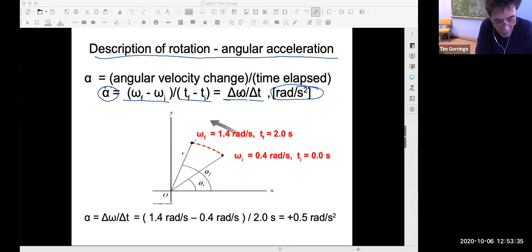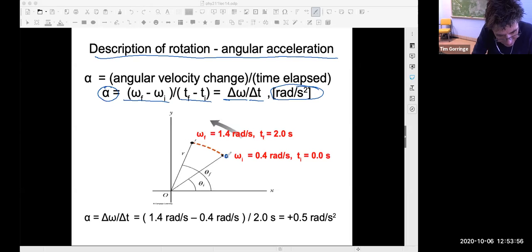It's the units of angular velocity divided by the units of time. So radians per second are the units of angular velocity, seconds is the units of time, so we get radians per second squared. Okay, I tried to sketch down here an example of angular velocity.